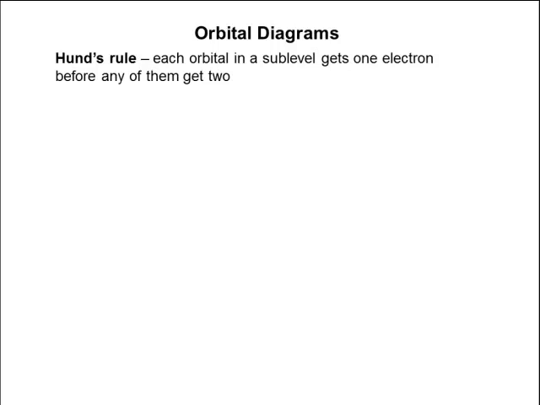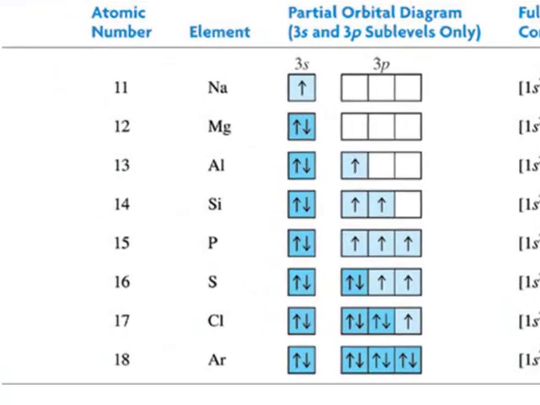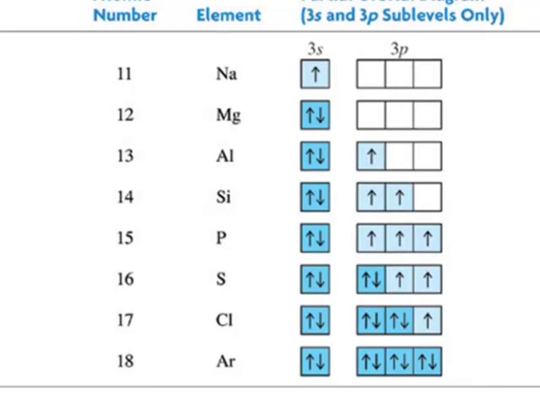Okay, so let's look at this. In particular, look at the 3p subshell and how it fills up in this table. As we start to add electrons into the 3p, starting with aluminum, atomic number 13, we have an unpaired electron.